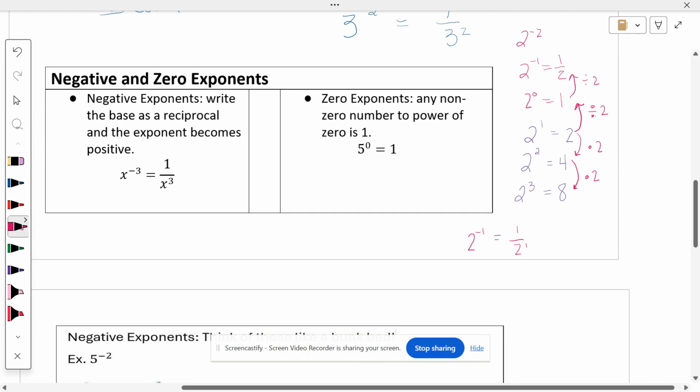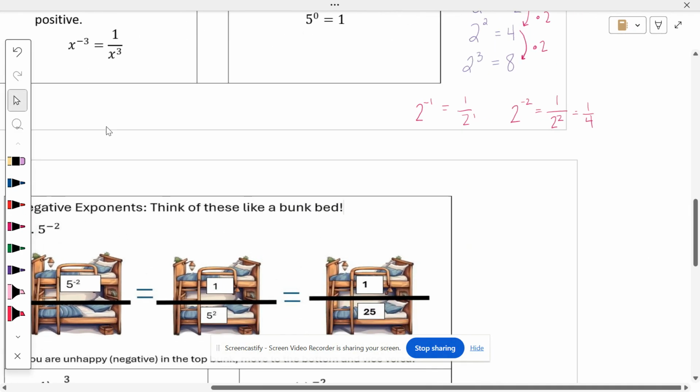What about 2 to the negative 2? Well, that's the same thing as saying 1/2 divided by 2, and half of a half is a fourth. And that's because 2 to the negative 2 power is the same thing as 1 over 2 to the positive 2 power, which is 1/4. So we're going to use these rules today.